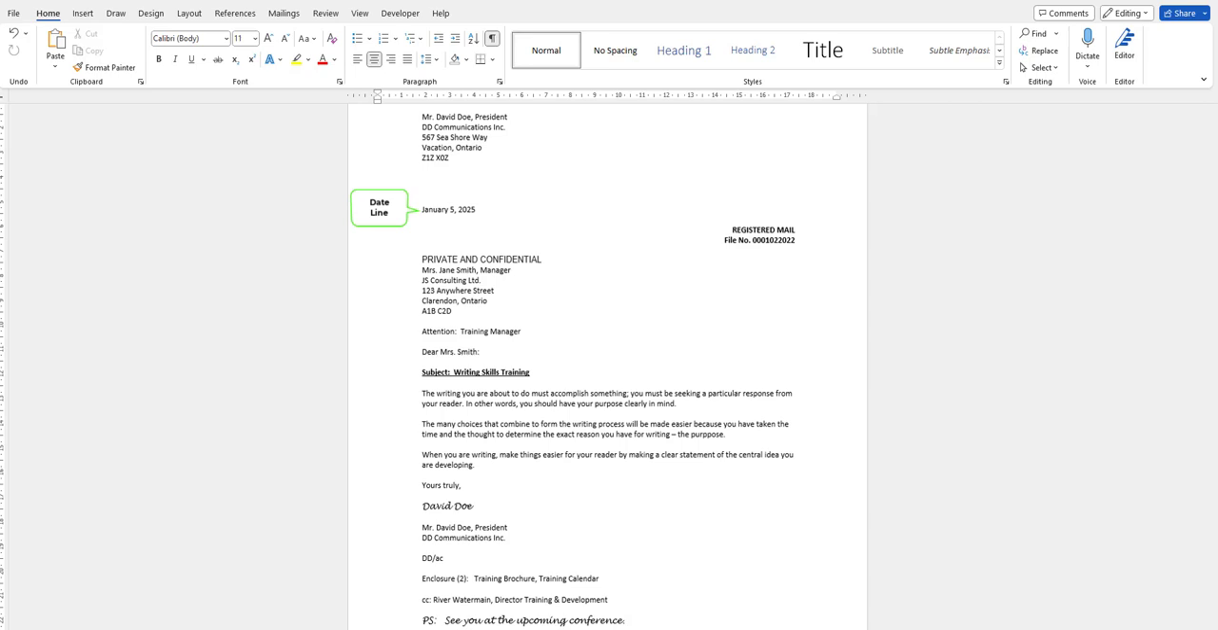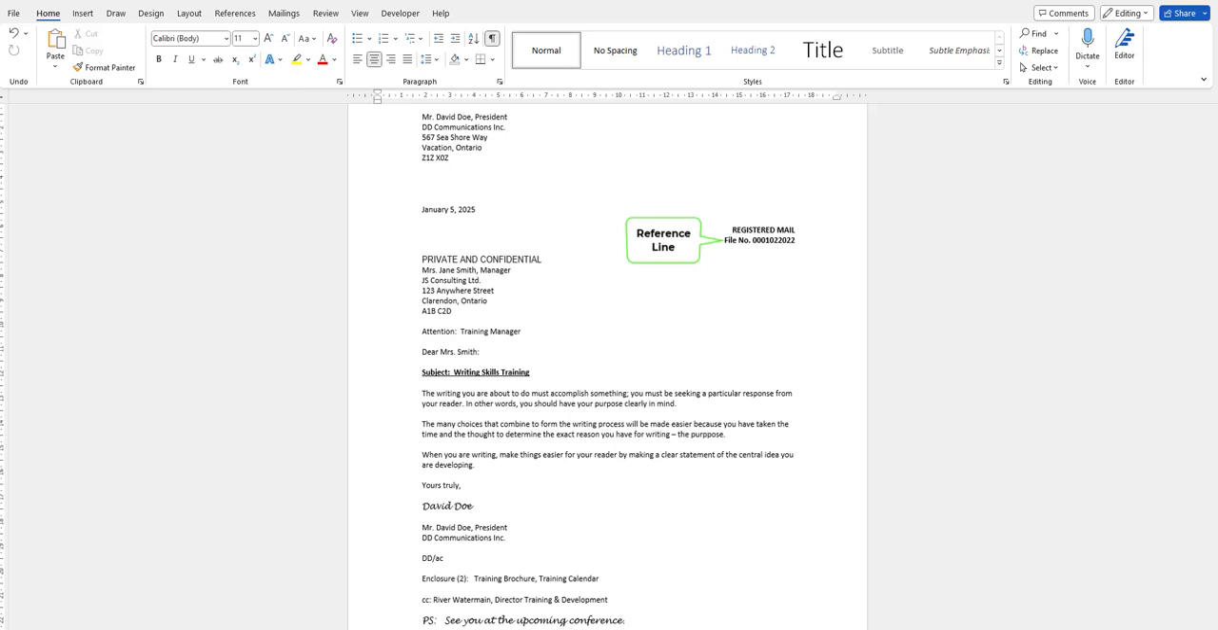The next part of the letter is the date line. The date line tells the reader the date the letter was written. It is entered 3 to 4 spaces below the return address, and the date line is usually written in month, day, year format.